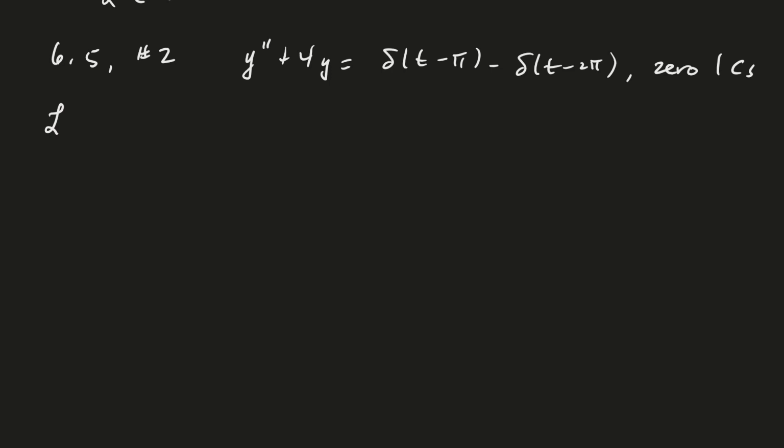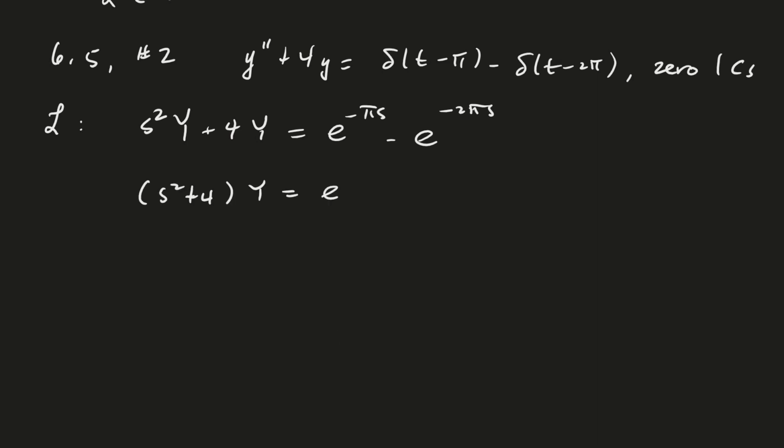Now take the Laplace transform of both sides, and we get s squared times y minus 0 plus 4 times y equals e to the minus pi s minus e to the minus 2 pi s. So this one's easy to solve. So you might be saying, geez, Professor Henley chose a really easy problem to do. Well, I chose this for a couple of reasons, not the least of which is to analyze our solution.